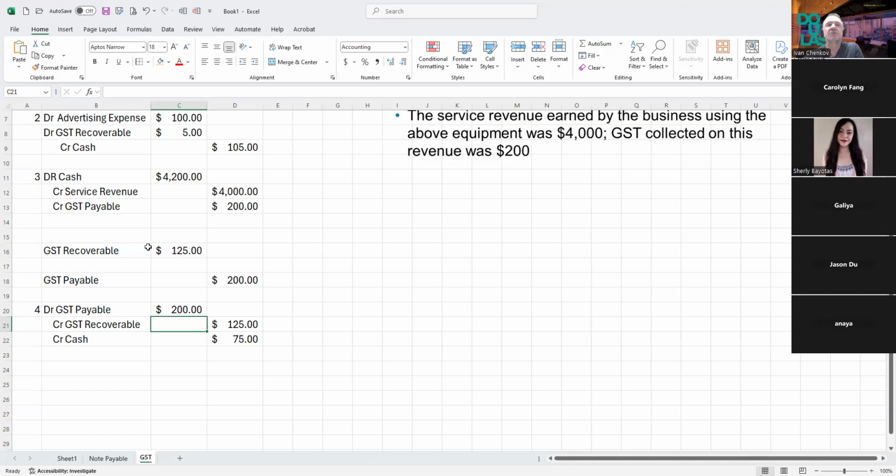Zero. How much is my GST recoverable? Zero. And I pay the difference, $75. Make sense? That's how you have to deal with the GST. Just keep it separate, whatever you paid and whatever you collected. Then see what the balance is and go for it.